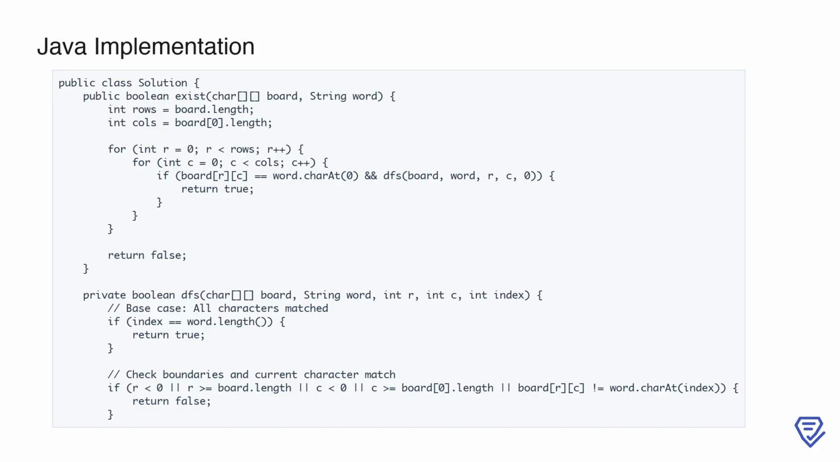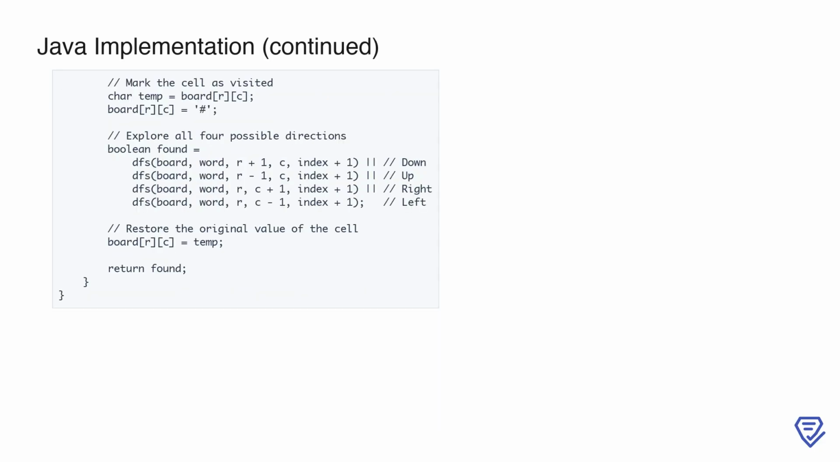Let's now examine the implementation of the DFS function, which is defined right below. The DFS function is a recursive helper method that performs the actual depth-first search. It first checks the base case. If the index has reached the length of the word, it means all characters have been successfully matched, so we return true. Next, we validate the current cell.